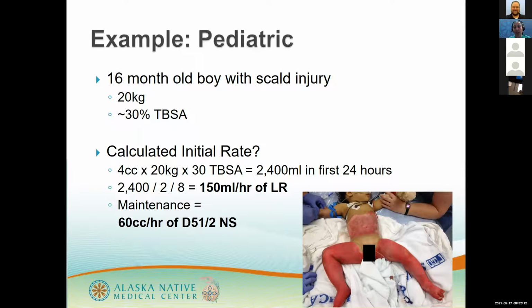Additionally, this kid is going to need weight-based maintenance fluids. So we're going to start a second line of weight-based D5 half NS, D5 NS, D5 LR. I don't care, it just has to have dextrose. And so this kid is actually going to get a rate of about 210 cc's an hour.